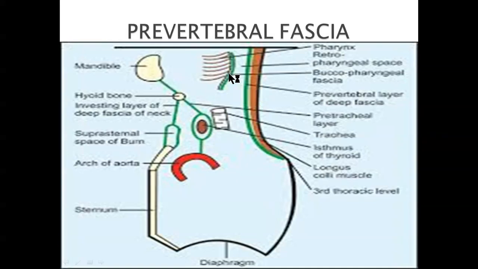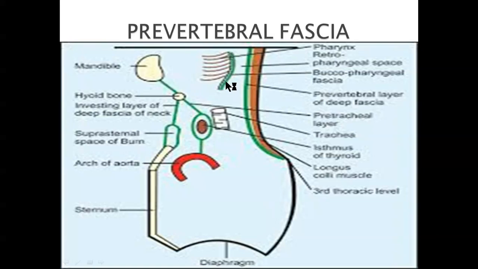Then let's talk about the prevertebral fascia. We have talked about the pretracheal fascia, we have talked about the carotid fascia, so now the prevertebral fascia. Here we can see the prevertebral layer, yes, this one. The important point about the prevertebral fascia is that it covers all the spine muscles, particularly in the neck area.